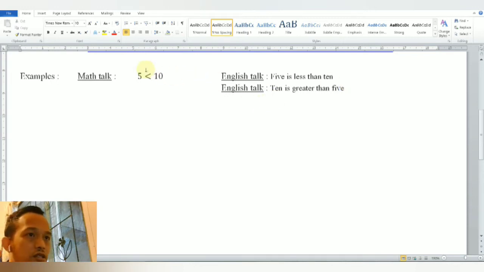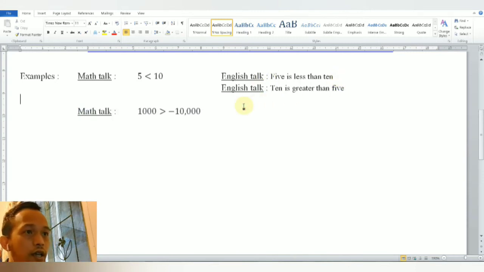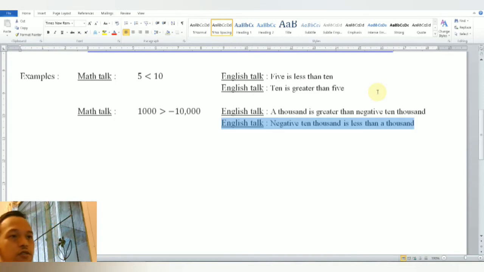So we can use the same sentence in mathematics, but with two different approaches. Okay, so now the next one, how about this one? In English, this one is 1,000 is greater than negative 10,000, or from the other perspective, negative 10,000 is less than 1,000. So I want you to be careful with the symbol here, okay? We have to really understand what the symbol means, so I want you to be careful.